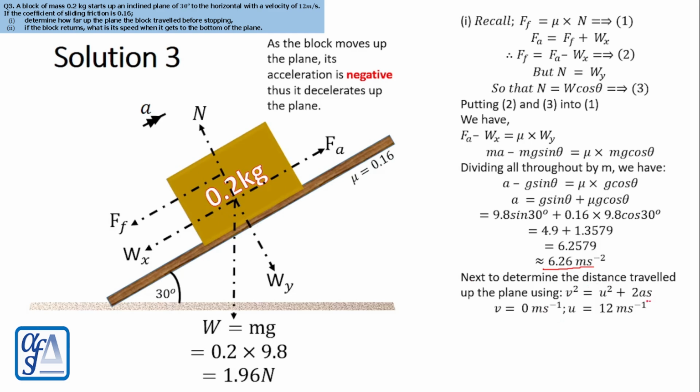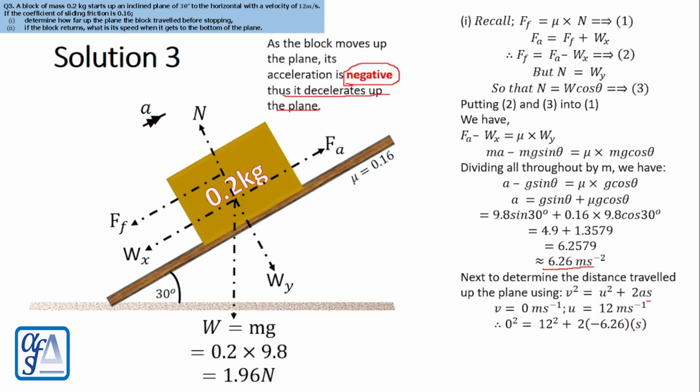Now let's put the parameters in. We have 0 squared equals 12 squared plus 2 open bracket minus. Now why minus? The negative is because the body is moving up the plane, so the body decelerates up the plane. That's why we include the negative. So minus 6.26 times the distance, the displacement of the body on the plane, which is s.